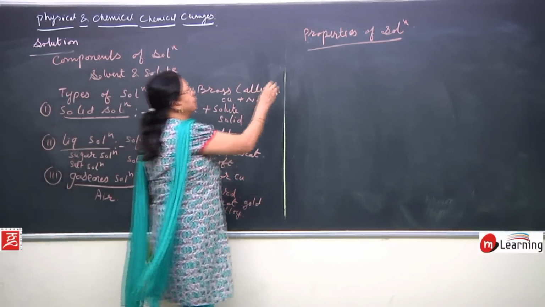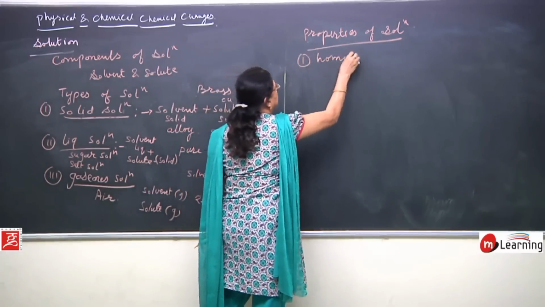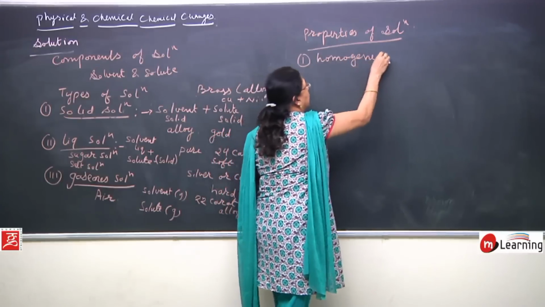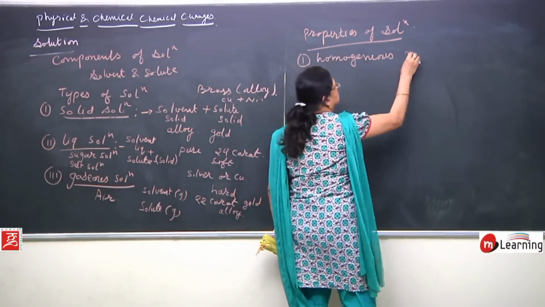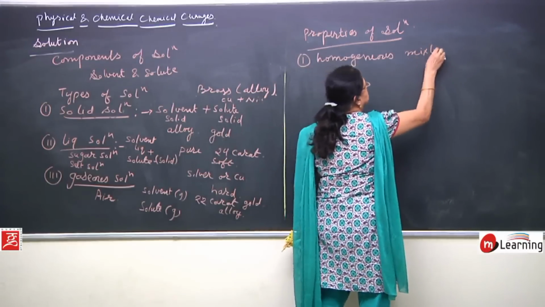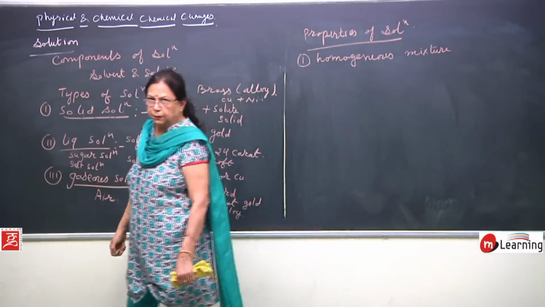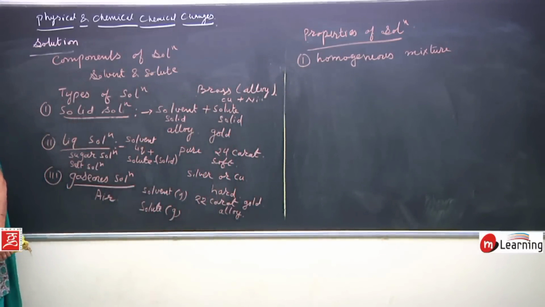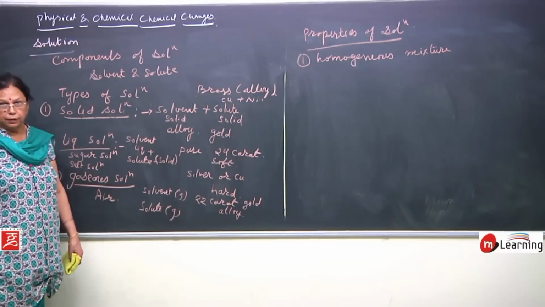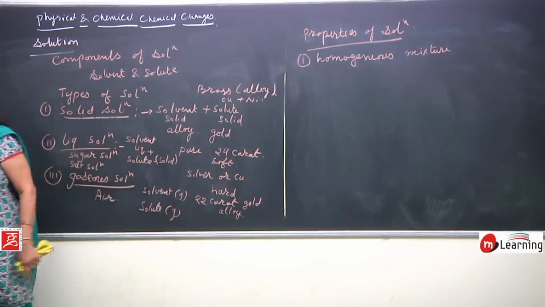So, the first property is, it is a homogeneous mixture. Can you distinguish the salt particles in salt solution? Can you distinguish sugar in sugar solution? No. So, it is a homogeneous mixture.